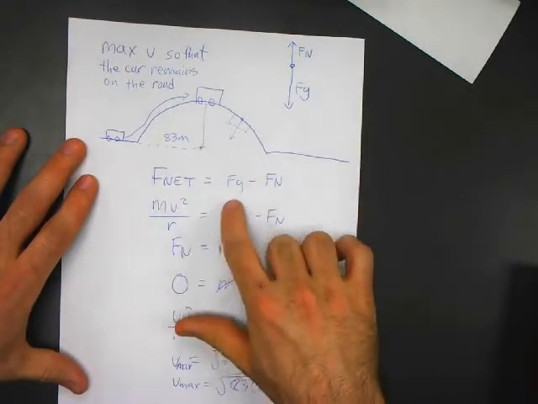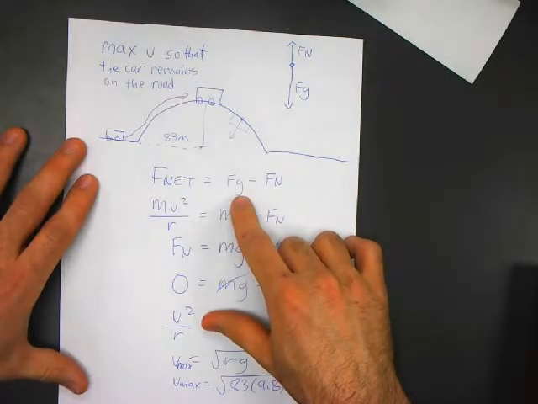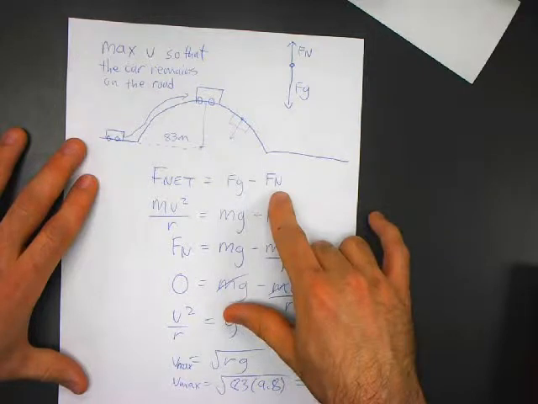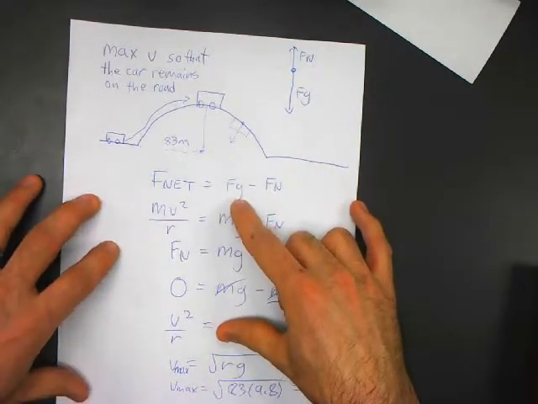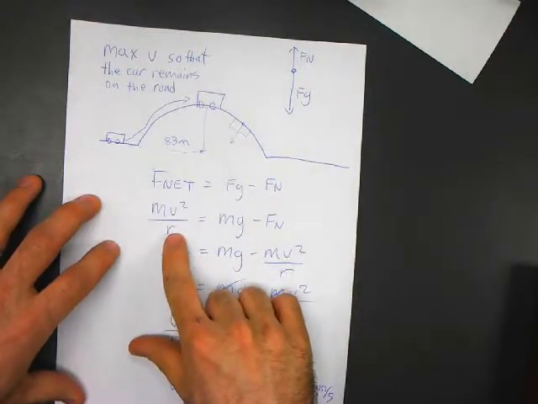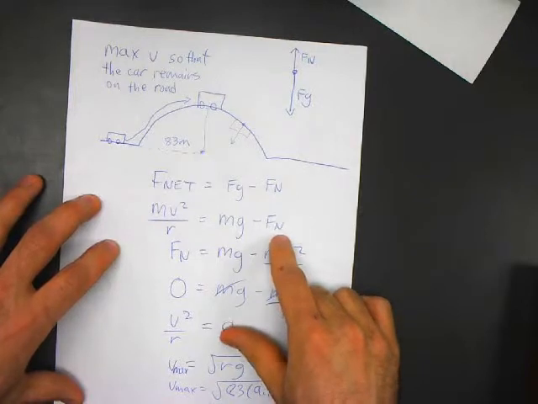So we put our F net as our force of gravity, which acts down. That's the good force here. It's helping keep us in circular motion. The normal force is not. So it takes away from that good force that we had. So we set our F net equal to the centripetal force. Force of gravity is mg. Normal force we don't really know.